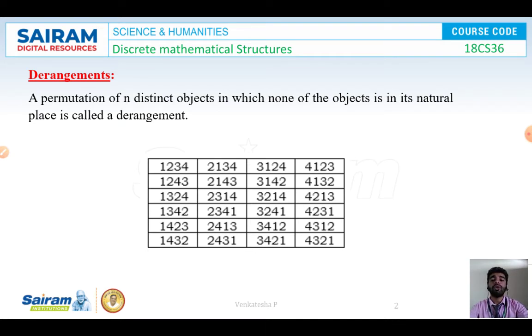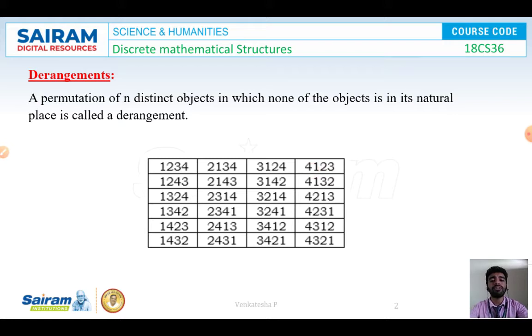A permutation of n distinct objects in which none of the objects is in its natural place is called a derangement. For example, I'll be taking the numbers 1, 2, 3, 4 and fixing this as the natural order, that is 1, 2, 3, 4. Now I'll be rewriting this as 2, 1, 3, 4; 3, 1, 2, 4; 4, 1, 2, 3. And I'll be calling these three arrangements derangements.